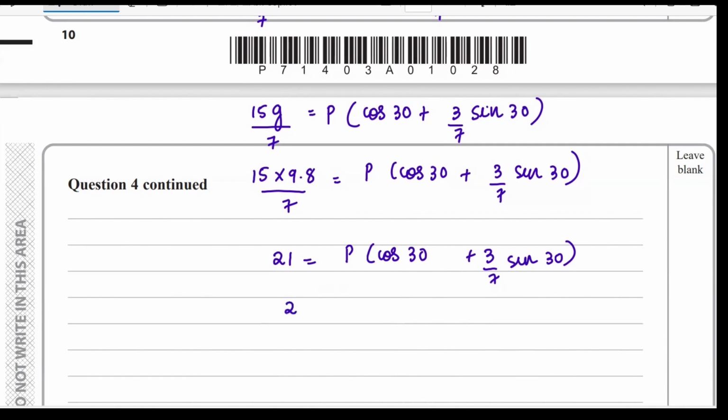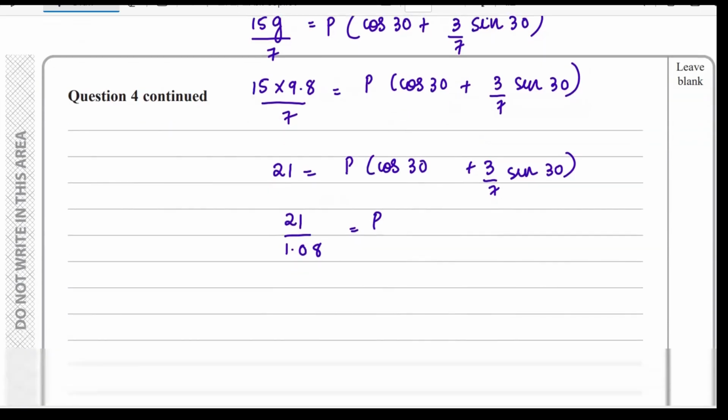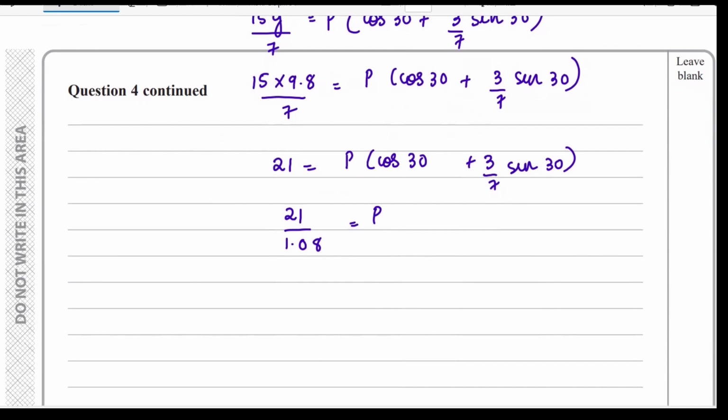So 21 divided by, when cos 30 plus 3 by 7 sine 30 goes to the other side, it becomes division. Divide by 1.08 is equal to P. So just put this in the calculator. 21 divided by 1.08 will give you 19.4. So P will be 19.4 Newton. So this is how we solve the question.